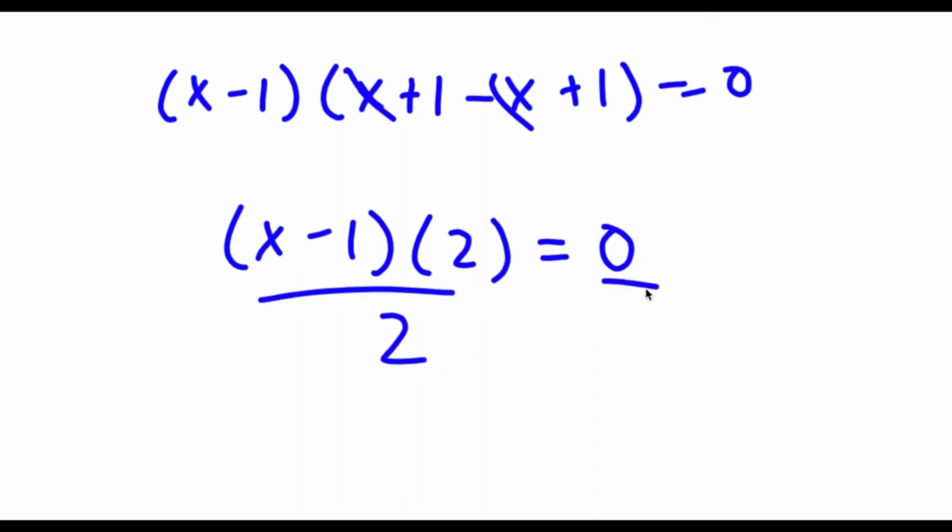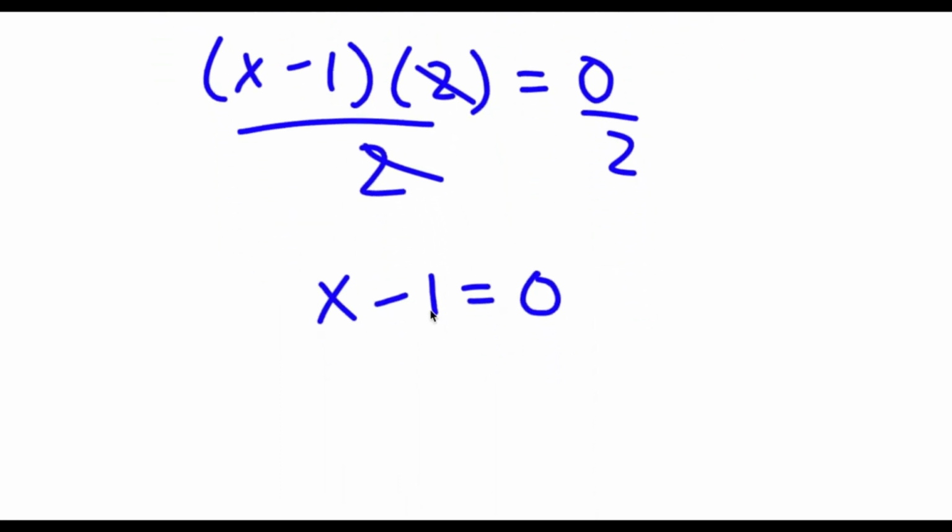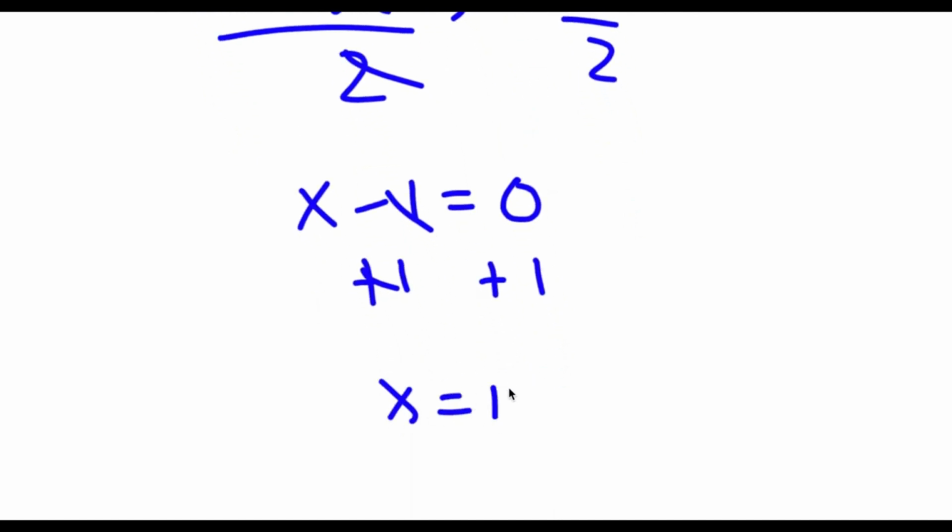Now if I divide both sides by 2, these two cancel out, so I'm left with x minus 1 equal to 0. So now if I simply add 1 on both sides, I get x is equal to 1. So this is my answer.